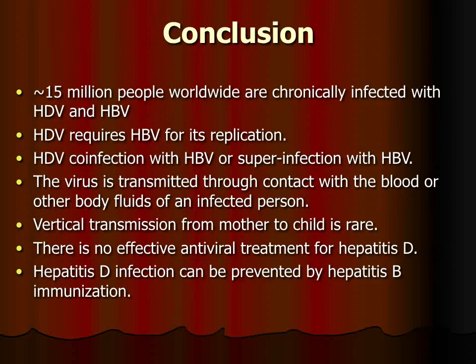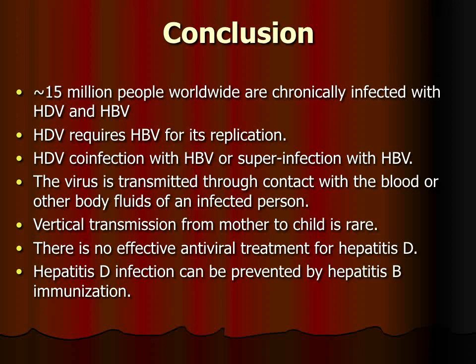In conclusion, about 15 million people worldwide are chronically infected with hepatitis D and hepatitis B virus. Hepatitis D virus requires hepatitis B virus for its replication. Hepatitis D virus occurs as co-infection with hepatitis B virus or superinfection with hepatitis B virus. The virus is transmitted through contact with blood or other body fluids of an infected person. Vertical transmission from mother to child is rare. There is no effective antiviral treatment for hepatitis D virus. Hepatitis D virus infection can be prevented by vaccination.